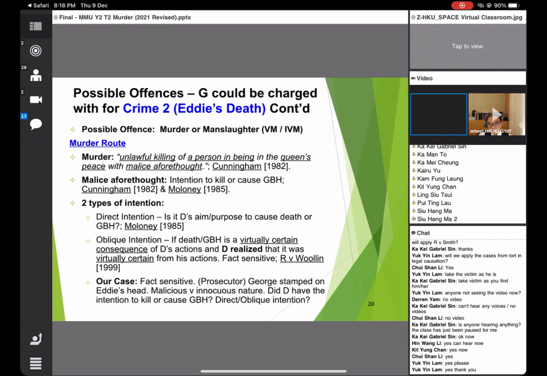George was on bail. There was an argument with Eddie. There was a chase after, and then there was a threatening of death. George chased after Eddie. Eddie tripped onto the floor. George stamped onto the head of Eddie, and then Eddie died. Okay? Now, it is likely that the prosecution will go for murder.